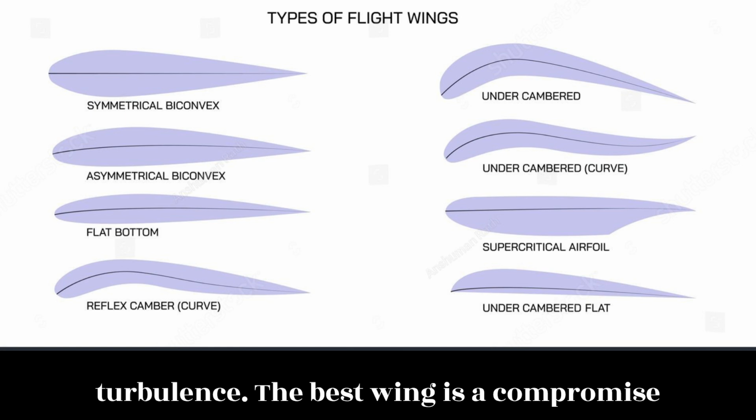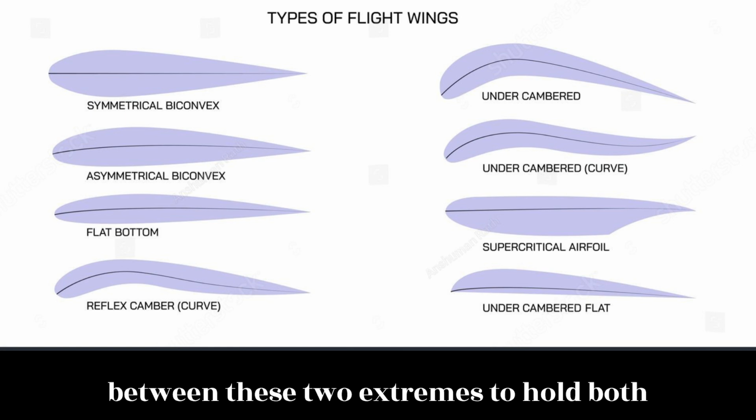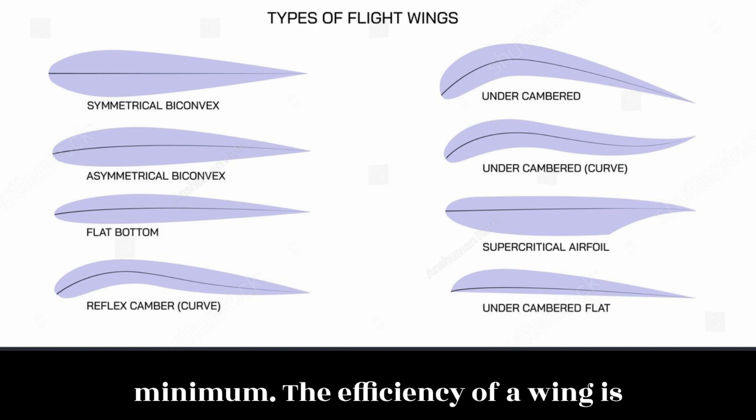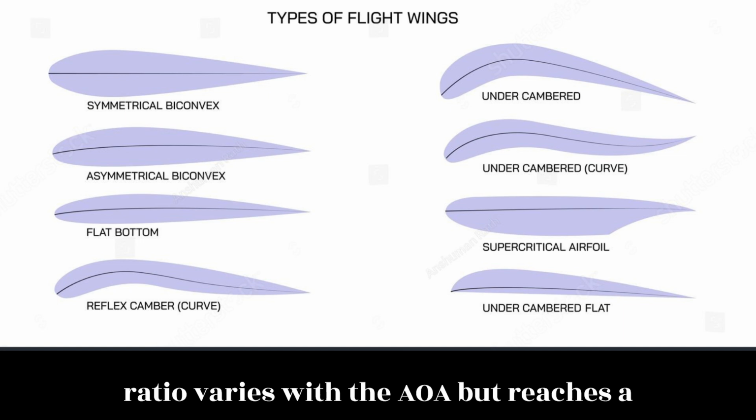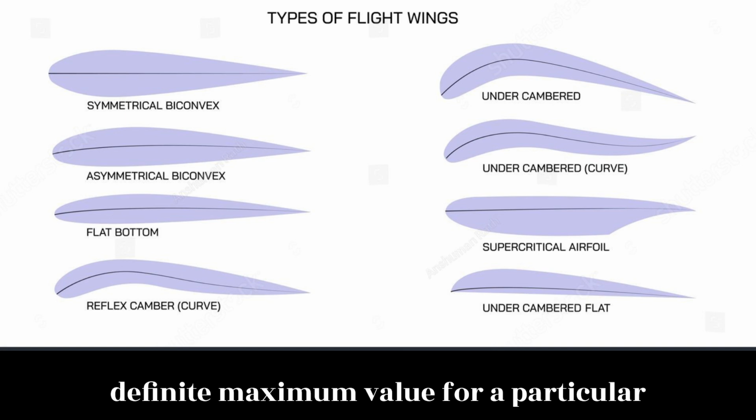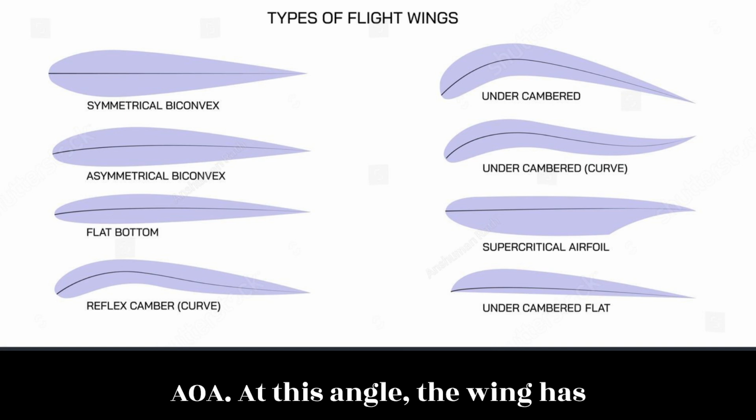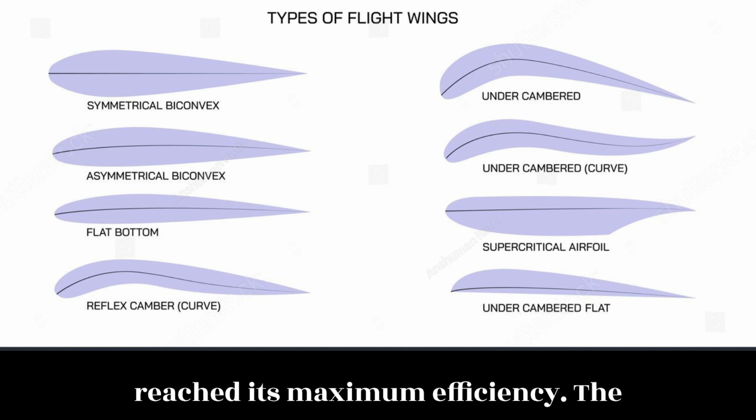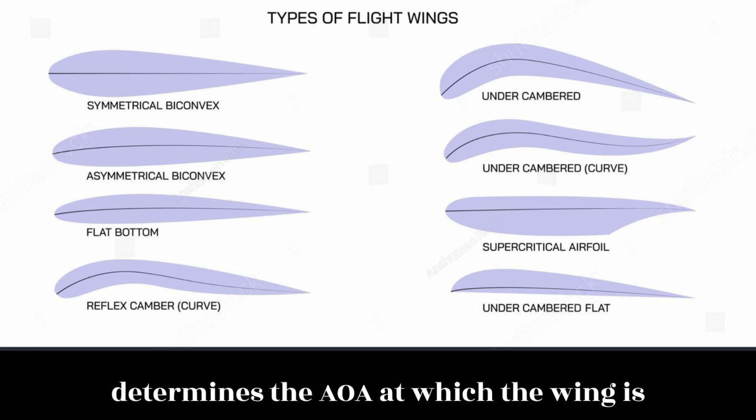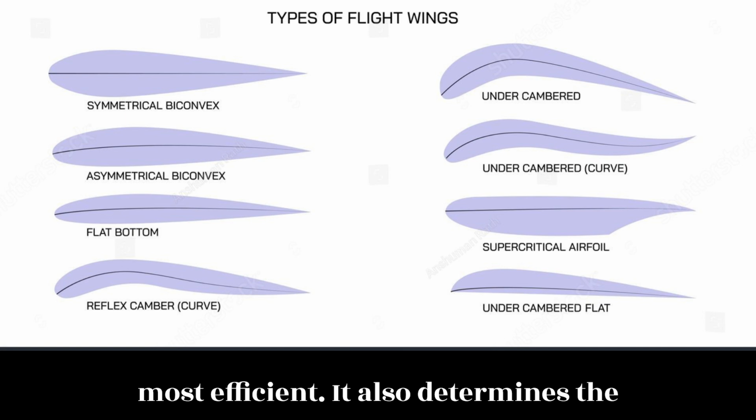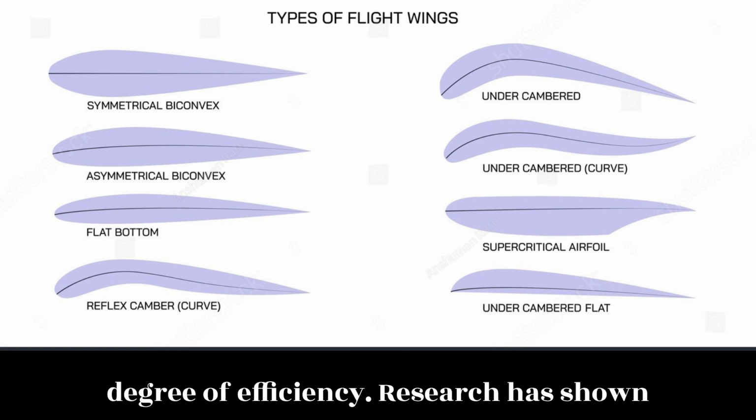The best wing is a compromise between these two extremes to hold both turbulence and skin friction to a minimum. The efficiency of a wing is measured in terms of the lift-to-drag ratio, L/D. This ratio varies with the AOA but reaches a definite maximum value for a particular AOA. At this angle, the wing has reached its maximum efficiency. The shape of the airfoil is the factor that determines the AOA at which the wing is most efficient. It also determines the degree of efficiency.